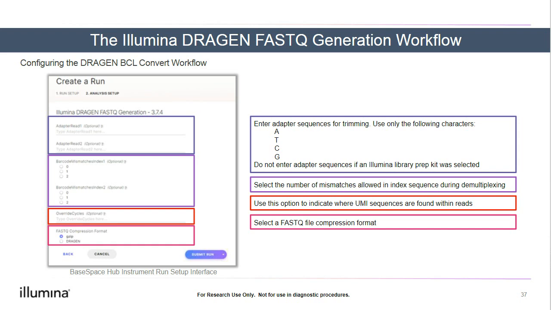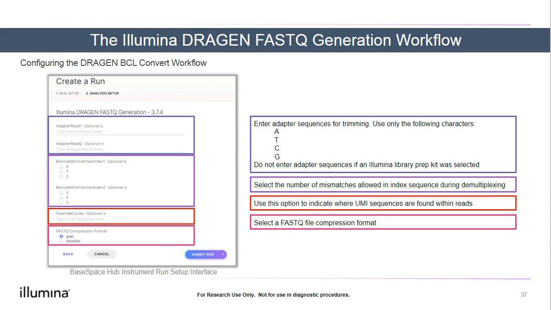This is the analysis run setup page. This is an in-instrument run setup, and right now, this page is specific to the DRAGEN 3.7.4 workflow for FASTQ generation. We can see that the default value here for barcode mismatches is 1 for BCL Convert on the DRAGEN NextSeq 2K. This means that the indexes off of the sequencer can only have a 1 base mismatch for the corresponding index present in the sample sheet to map the read to the sample.